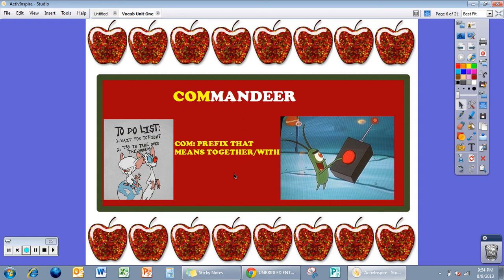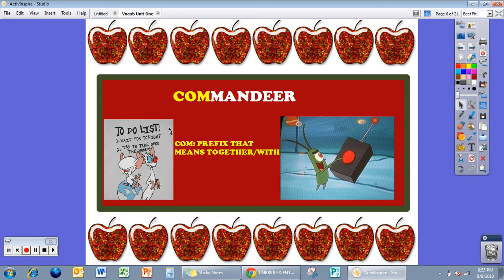All right, next we have commandeer. Commandeer is a verb. And you will notice that I've got com highlighted there. Com is a prefix that means together or with. Now, commandeer means to seize for military or official use. So, for example, during a war, a unit may commandeer someone's house if they needed somewhere to stay, if it was in a war zone. And that happened a lot, say, during the Civil War.